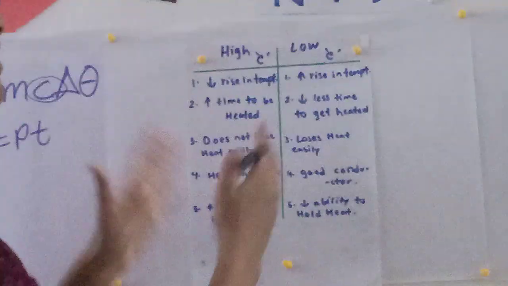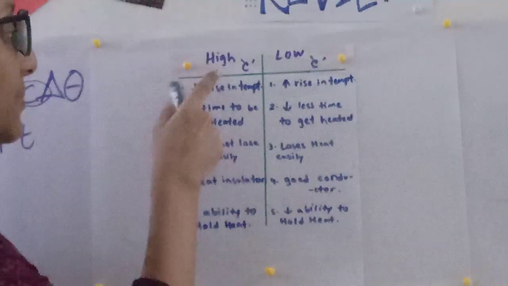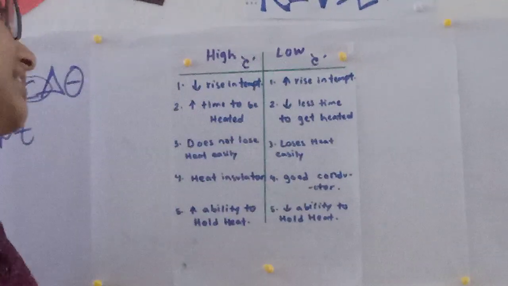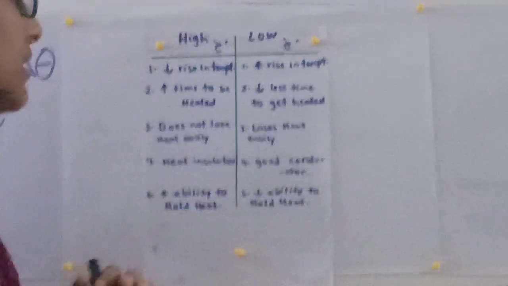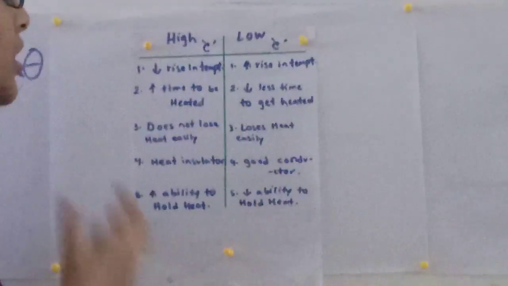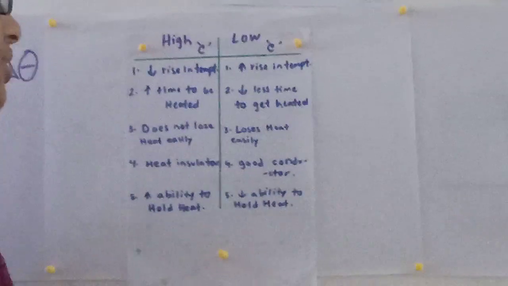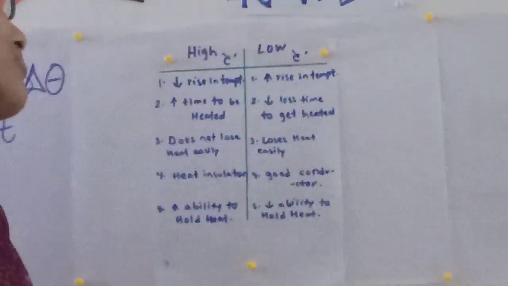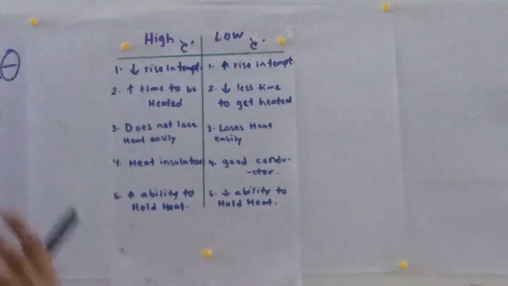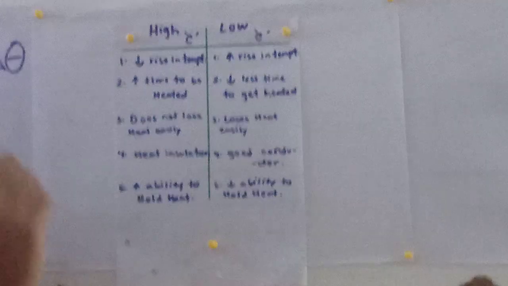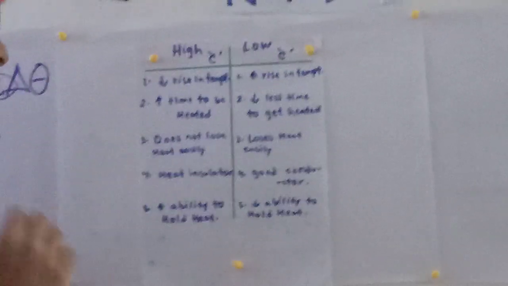Alright, so this is the comparison. You see high specific heat capacity and low specific heat capacity. So objects that have high specific heat capacity will have a slower rise in temperature, whereas low specific heat capacity will have a faster rise in temperature. Then high specific heat capacity, more time to get heated. Low, less time taken to get heated.